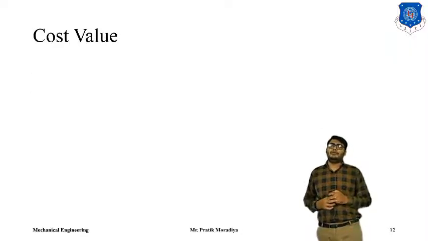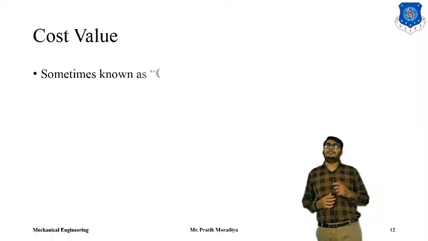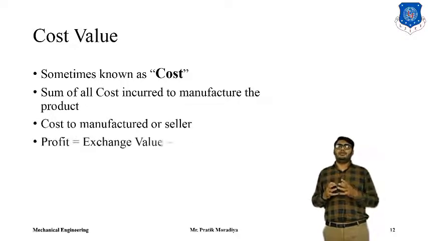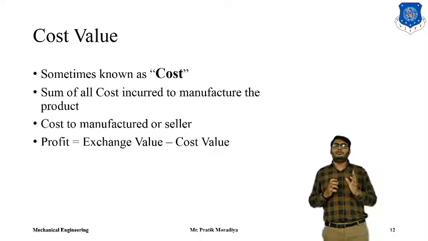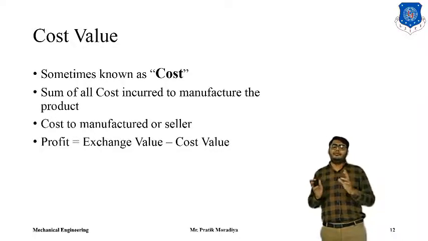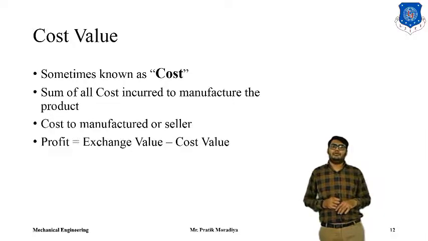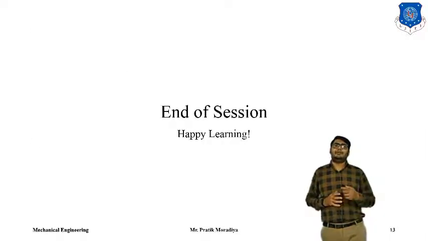Now what is cost value? Cost value is the value of manufacturing cost. Sometimes it is also known simply as cost. It is the cost incurred by the manufacturer itself. And cost and exchange value will give you the profit. So if your exchange value is 5 rupees and the cost was 4 rupees, that means the manufacturing cost was 4 rupees. The seller sold that pen for 5 rupees and his profit was 1 rupee. That is what cost value is. These are very basic classifications of values. I hope you understood it. Thank you.